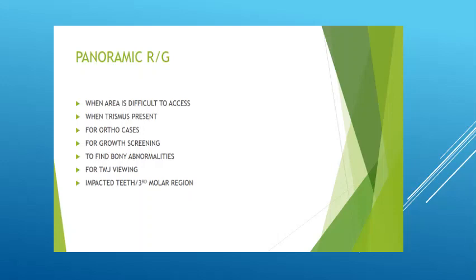For growth screening cases, this is taken to find any kind of bony abnormalities. For TMJ viewing, it is done. And for the impacted and third molar region, it is done as well. So panoramic is a choice in all these conditions. Specifically, when there is trismus, we will not choose the periapical, and we will use this panoramic radiograph.